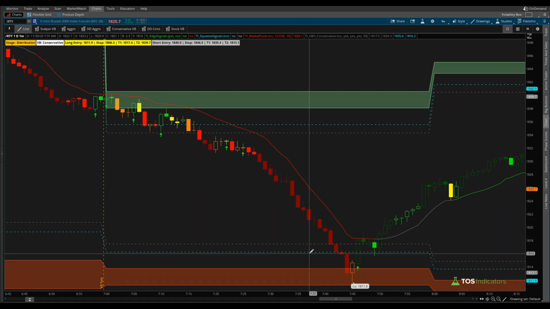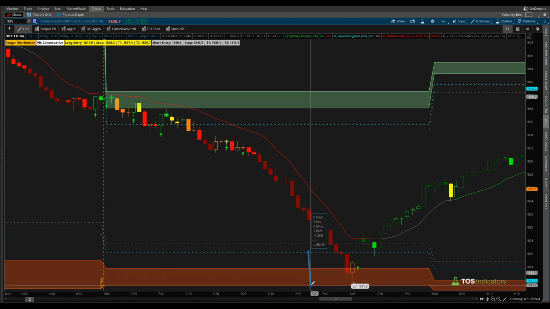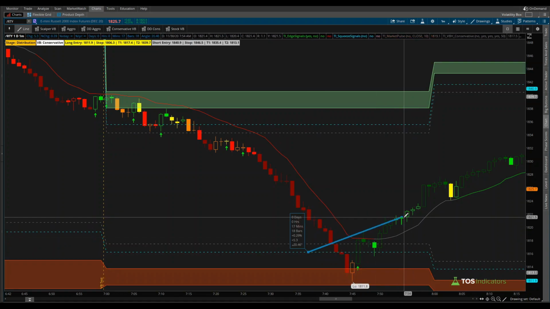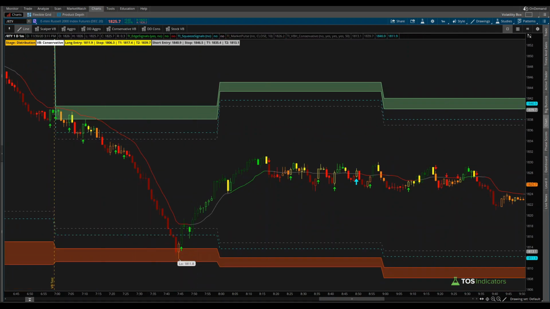The first target that we were looking for on the Russell was a fairly nominal target off of the conservative box, a bare minimum move of 5 points, which we ended up hitting in this move up right here. Once we hit that 5 points, the stop was moved to break even, and then the second target we had was at the gray target line on the opposite side.